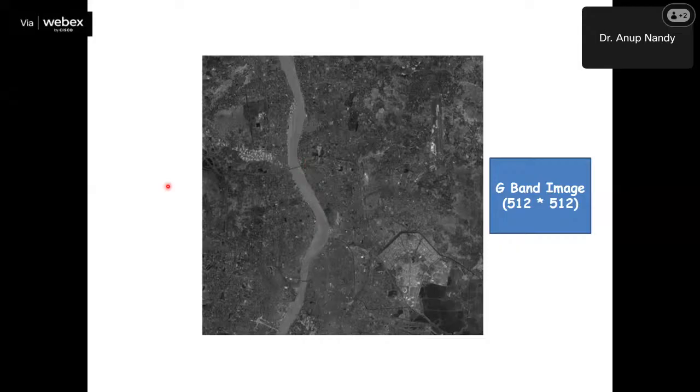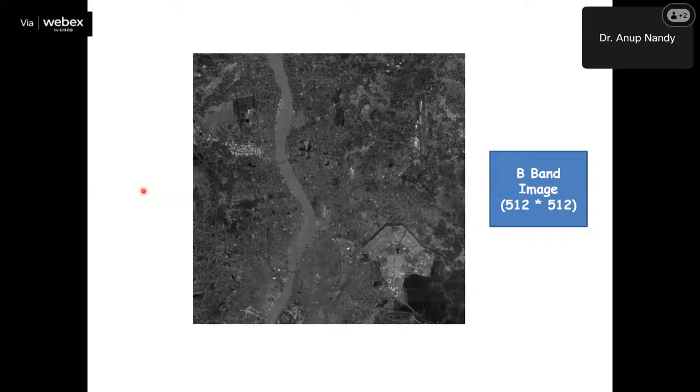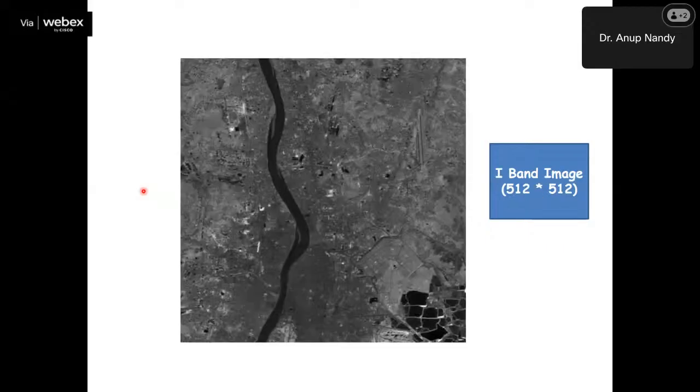The objective is that you are given a 4-dimensional feature vector. One is the red band image, another is the G band image, another is the B band image, and another is the I band image. So a total 4-dimensional feature vector is given to you. Each image has the same size.